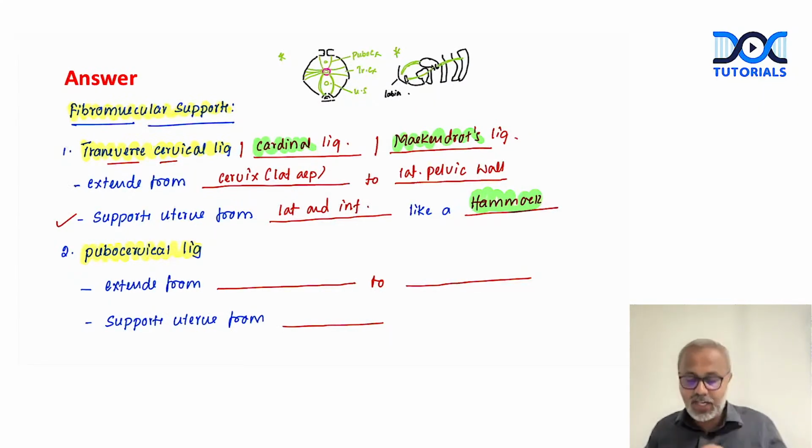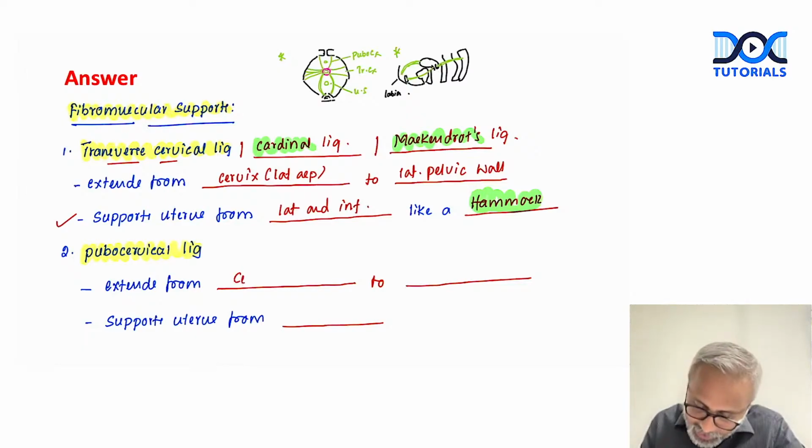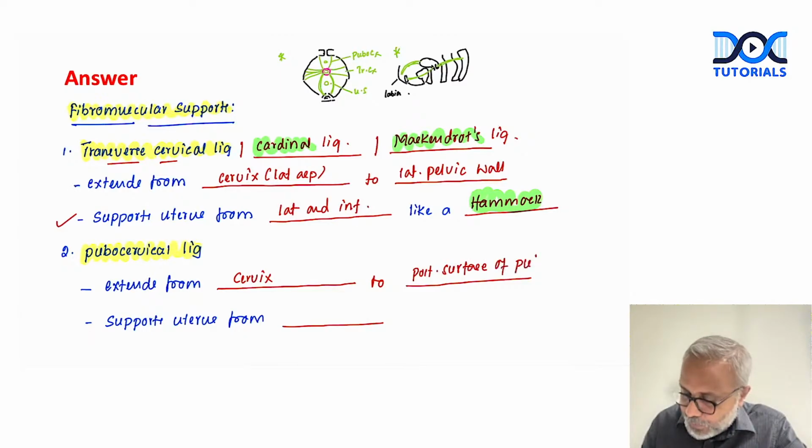Then the pubocervical ligament extends from, again, the cervix to the posterior surface of the pubis. The posterior surface of the pubis. One single line about its attachment. Then it supports the uterus from the front.